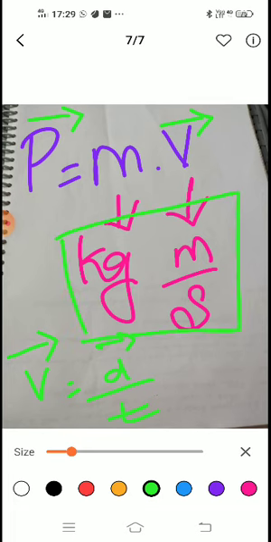So what is my unit? Kg meter by second. If you multiply velocity by mass, that quantity is called momentum.